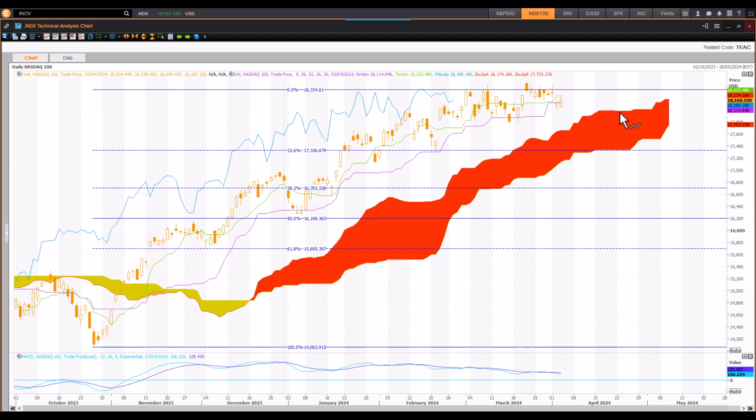If support fails, we're going to test the top end of the cloud as well as this standard line zone there, 18114, and in a very weak consolidating market, there's downside risk to the 17,326 Fibonacci retracement zone.